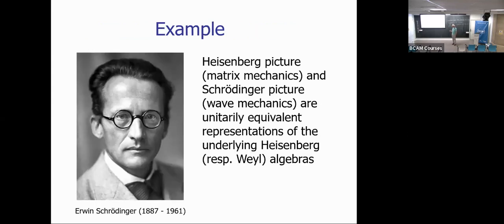And one particular example that has been proven quite early in the history of quantum mechanics, namely by one of the inventors of quantum mechanics himself, Erwin Schrödinger, was the equivalence of the Heisenberg picture, what Heisenberg called his matrix mechanics, and the Schrödinger picture, what was called wave mechanics. They are unitarily equivalent representations of the underlying Heisenberg or Weyl algebra as a C-star system.